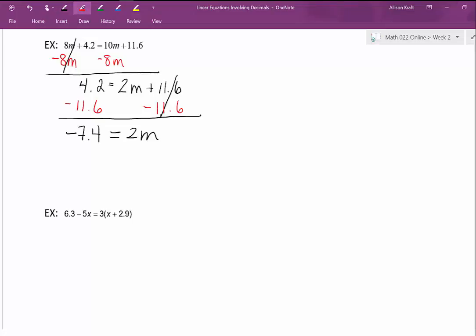The last thing we need to do is eliminate the coefficient of m. I'm going to divide both sides by a positive 2, which gives me a solution of negative 3.7 equal to m.